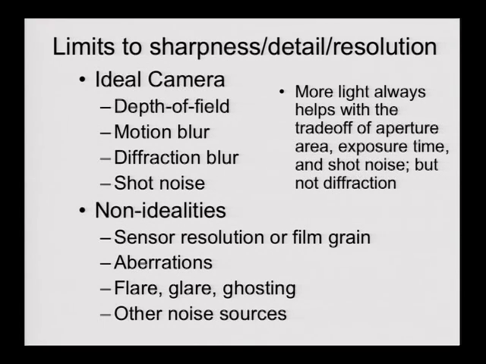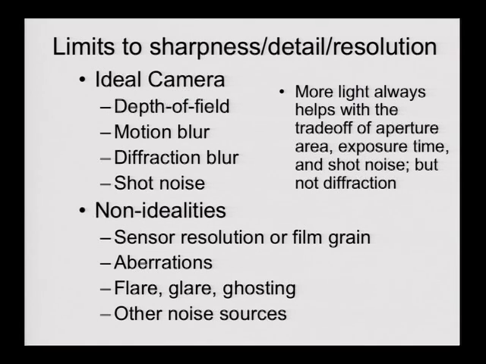And finally, the shot noise. So the diffraction blur comes from the wave effects, the depth of field from the ray effects. The motion blur is the time that it takes to get enough light, and the shot noise is, again, having to do with enough light and the particle nature of light. So all of these ideal effects depend on all of the ways of looking at light as rays, waves, and particles, and we need to understand all those properties of light.